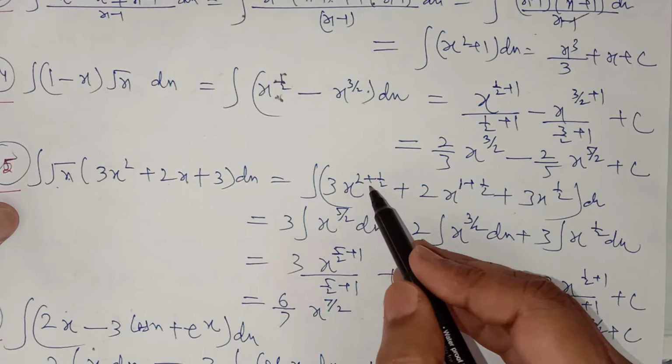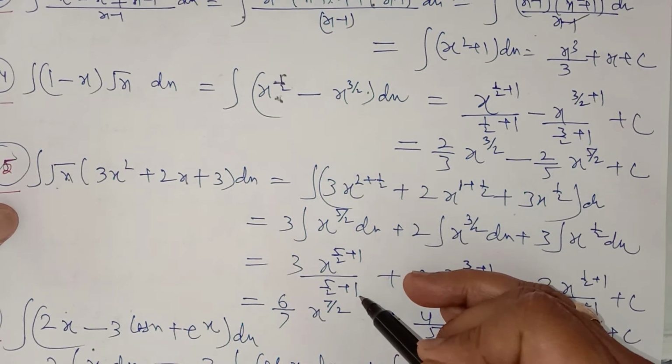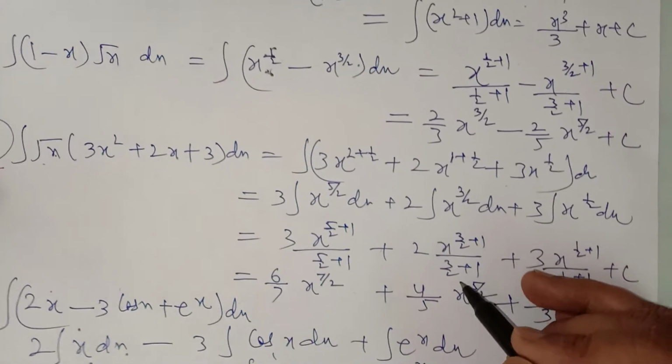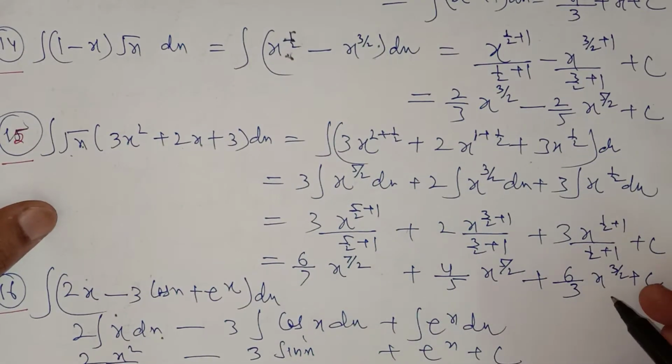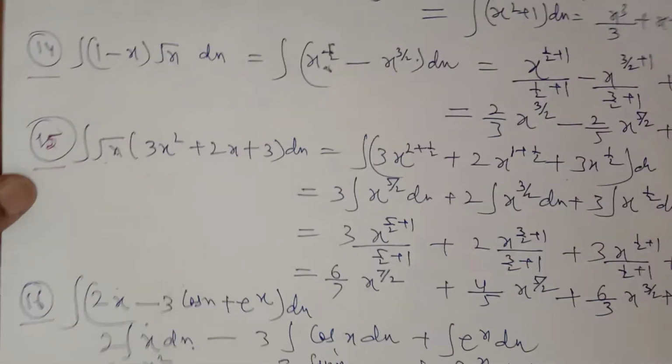It will be x ki power n plus 1 upon n plus 1, that is x ki power 5 upon 2 plus 1 upon 5 upon 2, plus x ki power 3 by 2 plus 1 upon 3 by 2 plus 1, plus x ki power half plus 1 upon half plus 1, and simplify. You take your own time to simplify these fractions like this.